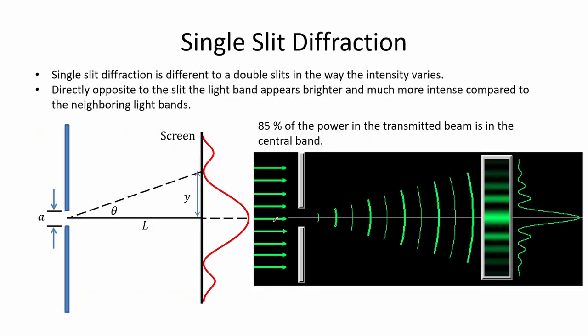Single slit diffraction is different to double slits in the way the intensity varies. Directly opposite to the slit, the light band appears brighter and much more intense compared to the neighboring light bands. The neighboring light bands decrease in intensity rapidly. 85% of the power in the transmitted beam is in the central band, whose width is found to be inversely proportional to the width of the slit. Hence, the smaller the width of the slit, the broader the entire diffraction pattern.